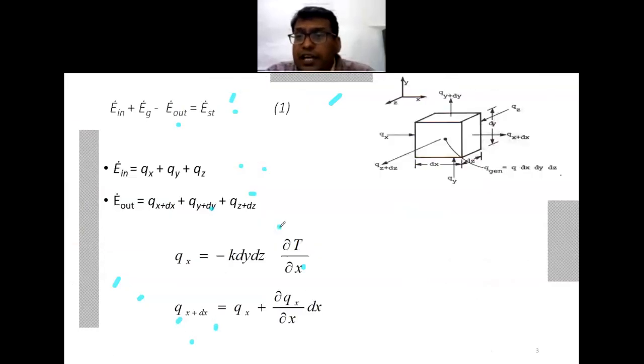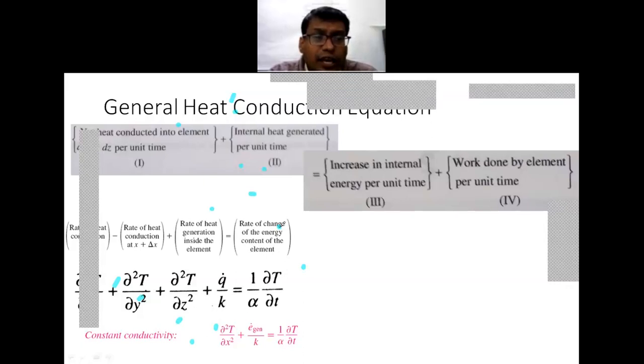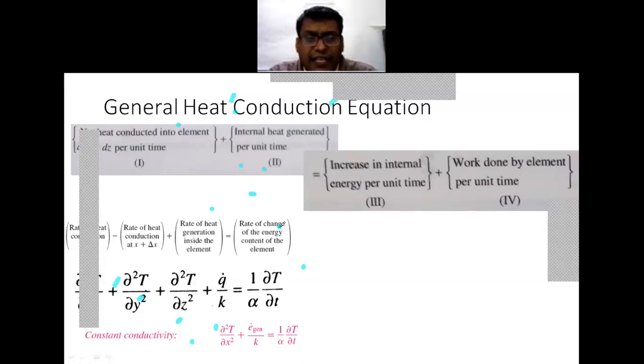Now the fourth term, that is related to the work done. In this case there is no work done, so the fourth term becomes equal to zero. So we can only consider the three terms, that is the net heat conducted into the element. This is nothing but the rate of heat conduction in the x direction, in the y direction and in the z direction, minus the rate of heat conduction out at x plus delta x, y plus delta y, z plus delta z, plus the rate of heat generation inside the element, that is the amount of heat generated per unit volume, which is equal to the rate of change of energy contents of the element. This is nothing but the increase in the internal energy, or the rate of change of internal energy, you can say.